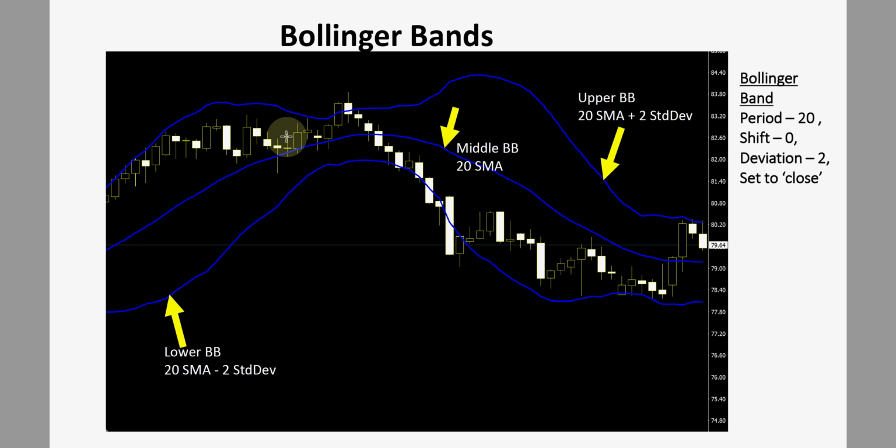So you see that the upper band is just the 20-day simple moving average plus 2 standard deviations. The middle band is the standard 20-day moving average. The lower band is the 20-day simple moving average minus 2 standard deviations.